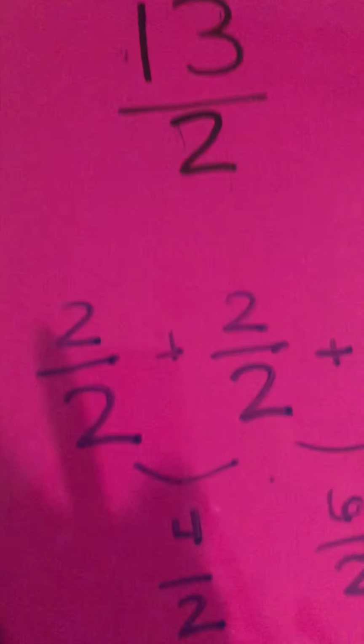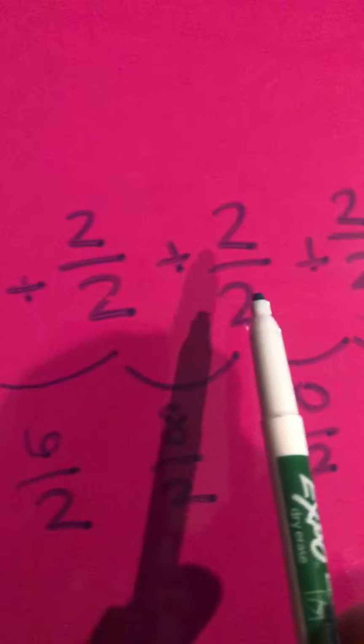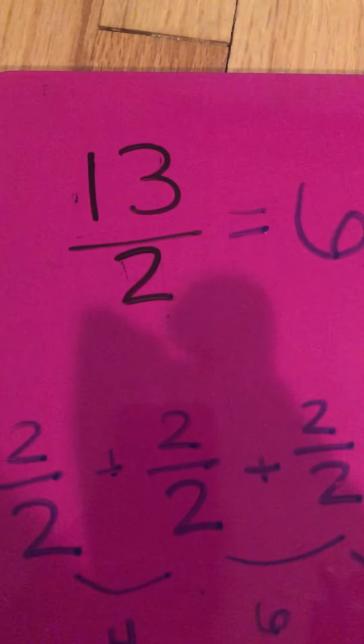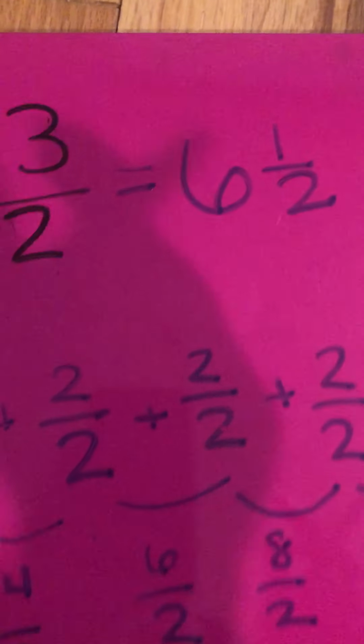So this time I will add now plus 1/2. So now I need to think about how many wholes I have. I have 1, 2, 3, 4, 5, 6 wholes. So 6 wholes, and I have 1/2 left over. 1/2. So 13 halves is the same as 6 and 1/2. I hope this helps.